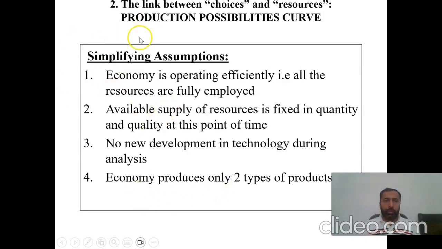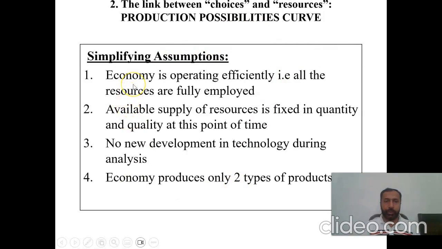Now we are going to explain the link between choices and resources with the help of a graph or curve. That graph is known as the production possibility curve. This graph of the production possibility curve or production possibility frontier has four basic assumptions. If these assumptions hold, then that graph can be made, and if one or more of the assumptions does not hold, then the production possibility curve cannot be made.